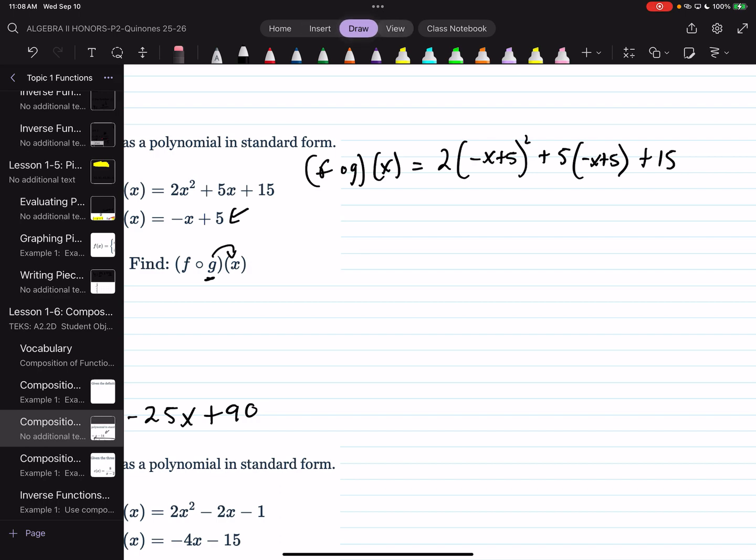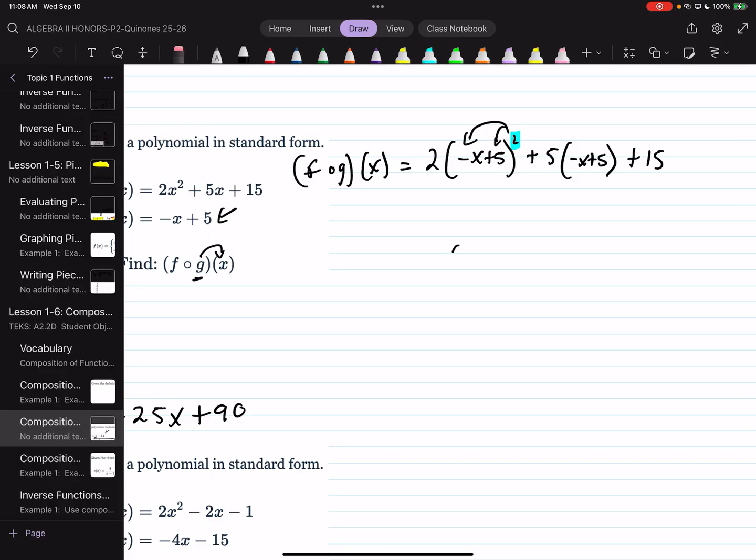This is the part that concerns me a little bit, y'all. You see this and you're like, oh, this is just going to square these two things. No. That is not the right way to do that. Here's how to properly do that. What are we saying here? If I were to write it as a multiplication, that means that negative x plus 5 needs to be multiplied by itself, right? Negative x plus 5.